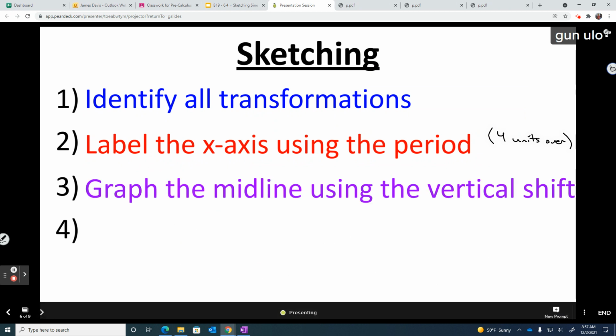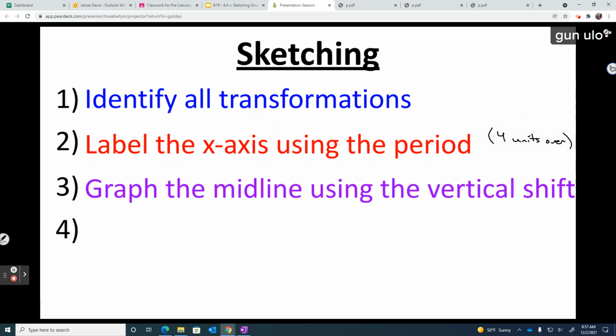Next, we're going to graph the midline, and we're going to do so using the vertical shift. If it's going to shift up, then the midline is just going to be a dotted line, but it's going to help guide us as we do this. We're going to put the midline there using the vertical shift, because if you remember, the vertical shift is basically the midline.